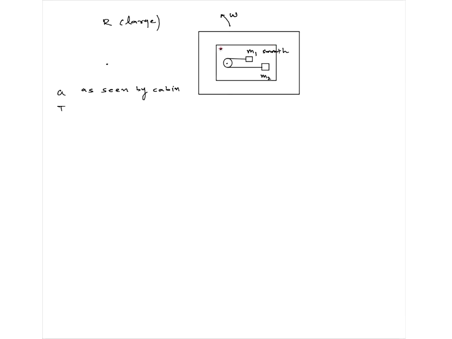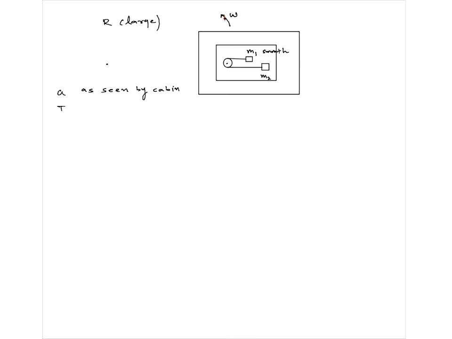This cable is smooth. This is a cabin. The whole cabin is revolving in a big radius. Big radius means everybody can be considered at r distance, whether m1, m2 or pulley, from the center of the circular motion.